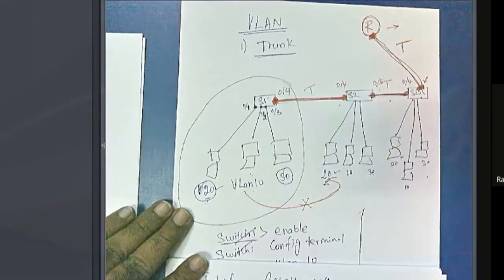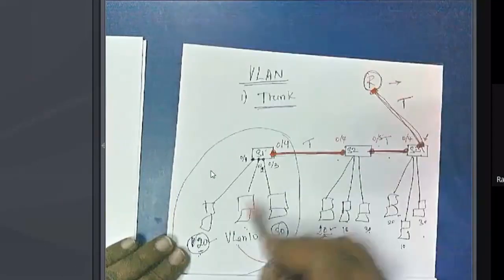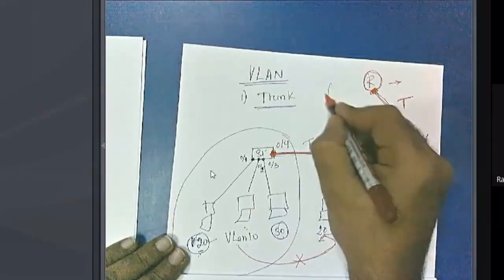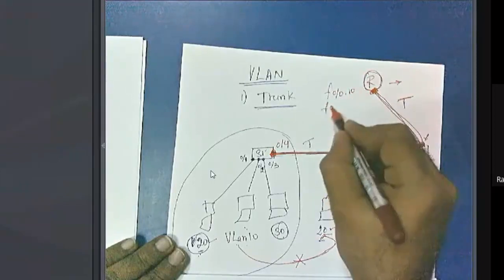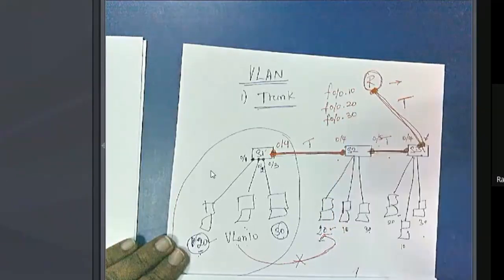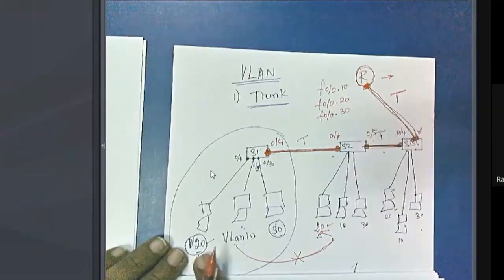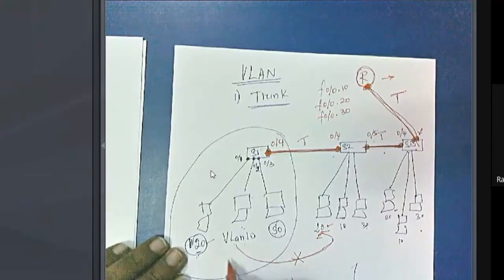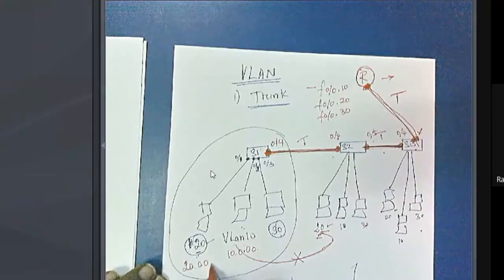For example, I will go to this. Here I have 3. I'm going to make FastEthernet 0/0.10, FastEthernet 0/0.20, FastEthernet 0/0.30. You have to create 3 sub interfaces, then for the 3 sub interfaces, you have to use IP addresses. For VLAN 10, you have to give an IP address in network 10. For VLAN 20, you have to give an IP address in network 20.